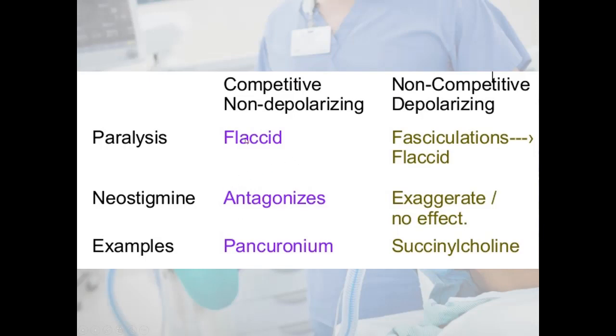This difference in the action potential is reflected here. You can see that with the non-depolarizing type of muscle relaxant there is flaccid paralysis, while with the depolarizing type, initially there are fasciculations. Why? Because there is generation of an action potential, and then there is flaccid paralysis. Now, neostigmine is basically the reversal agent for the competitive, or non-depolarizing, type of muscle relaxant. We will talk about neostigmine later.